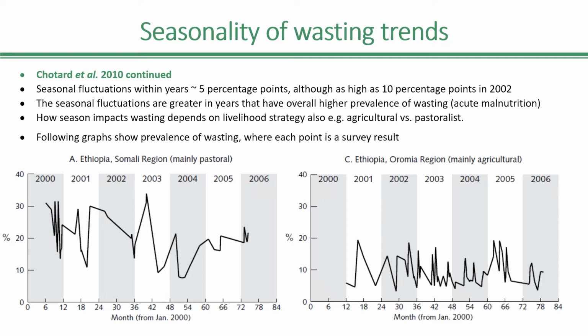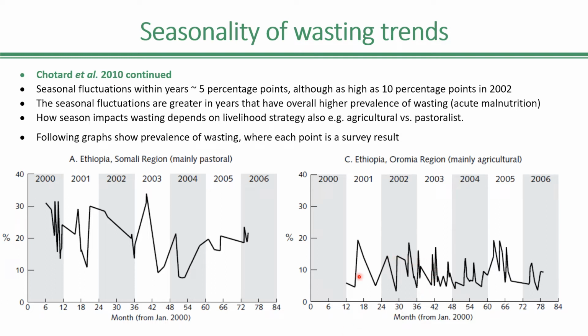The impact that seasonality had on acute malnutrition depended on the livelihood strategy. So, for example, here on the left, we have data that comes from pastoral areas of Somali region of Ethiopia. Pastoralism describes a livelihood strategy where income is largely derived from domestic livestock, where most of the feed or pasture is natural rather than cultivated. And then on the right, we have data from Oromia region, where people rely on agriculture primarily.